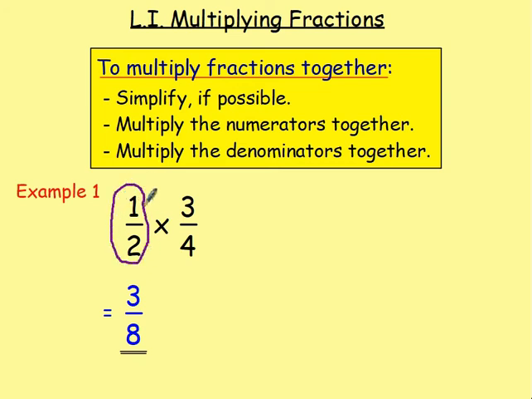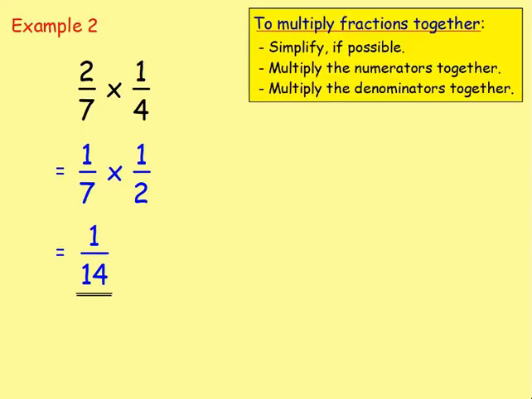So 1/2, can you simplify a half? No. Can you simplify 3/4? No. Look at the numbers diagonally across from each other, the 1 and the 4. Can you divide them both by the same thing without going into decimals, remainders and so on? No, you can't. The 3 and the 2, can you divide them both by the same thing? No, you can't. So all you do is you multiply the numbers at the top together. 1 times 3 gives you 3. My numbers at the bottom, 2 times 4 is 8. So 3/8 is our answer.